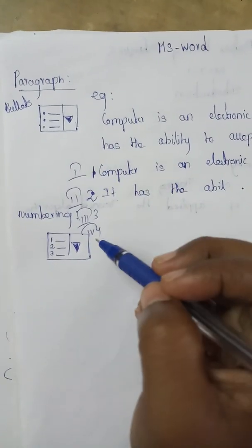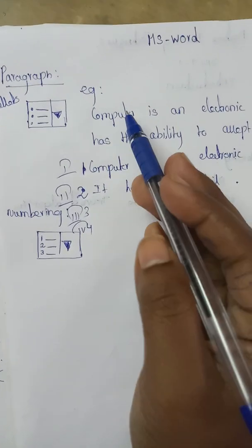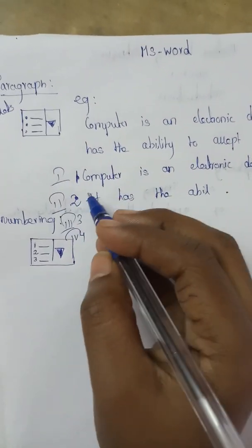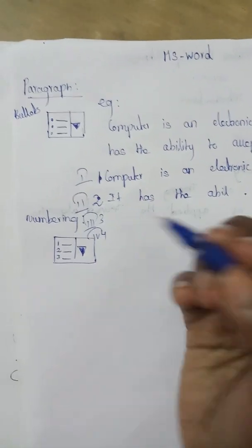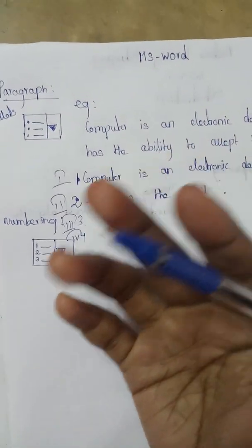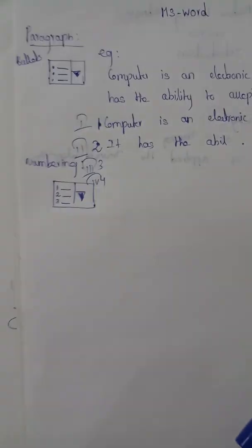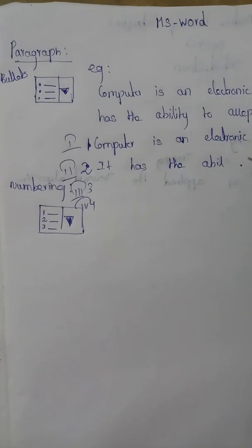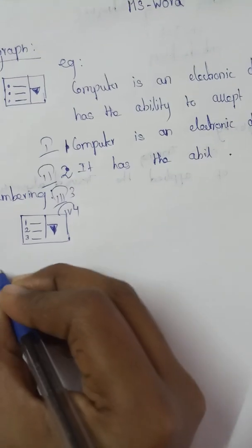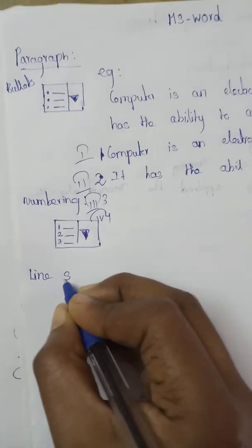So bullets and numbering are very similar. In bullets we have symbols like a star, a full stop, or an arrow mark. But in numbering you have letters or Roman letters, anything. So the purpose is the same, but only the symbols change. Okay, and then line spacing. The next one is line spacing.